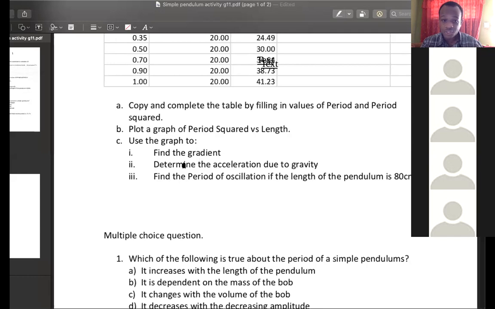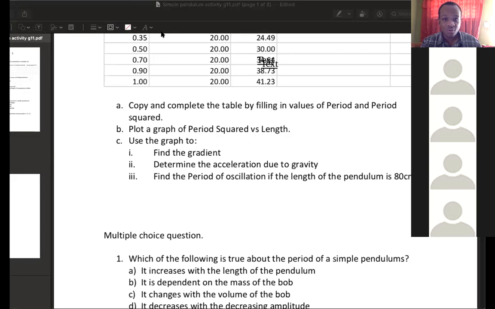Yes, sir. Right. So up to this point, you should have your graph. That's what I was expecting this morning, or this is what I'm expecting tonight. I'm expecting to see some graph. I'll mark them, and I will give them back to you, and then you'll go ahead and find a gradient, determine the acceleration due to gravity, and find the period of oscillation if the length is 80. We'll do that, right? Let me just go over now to the other presentation, which shows the graph.